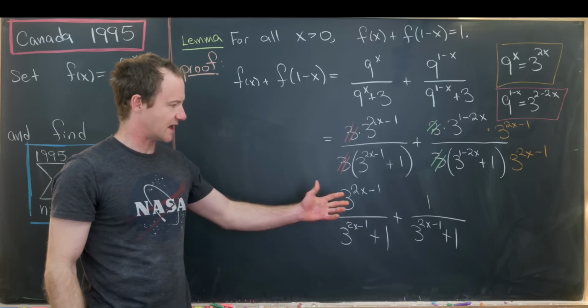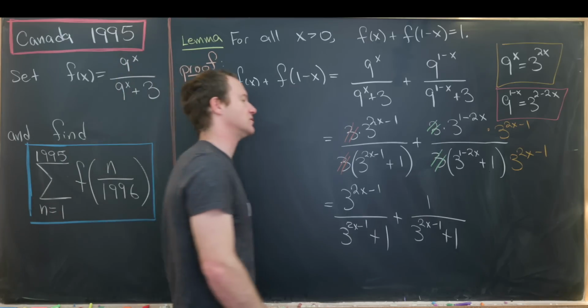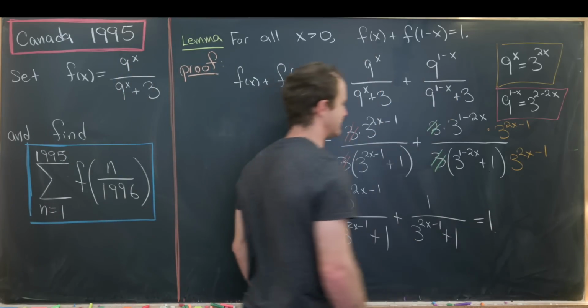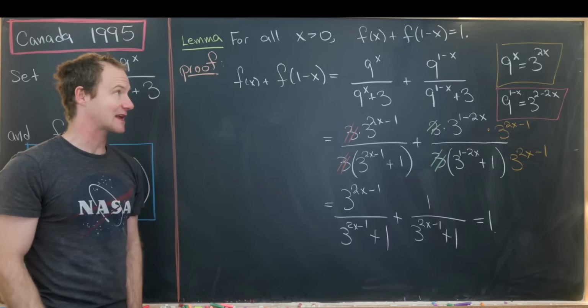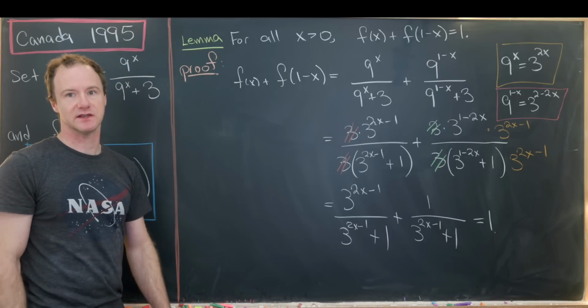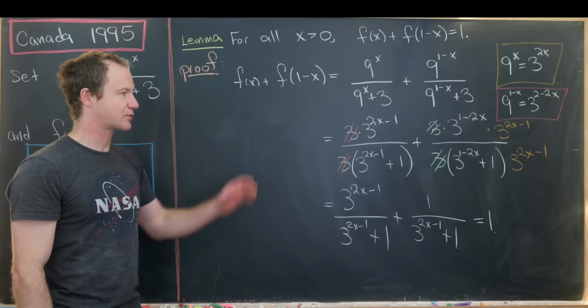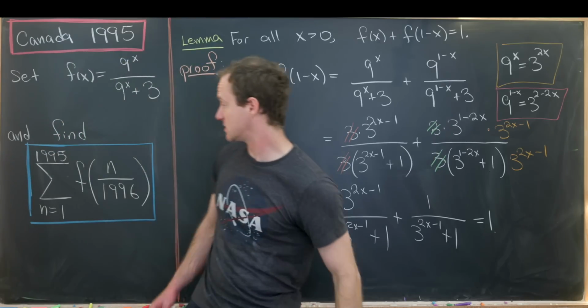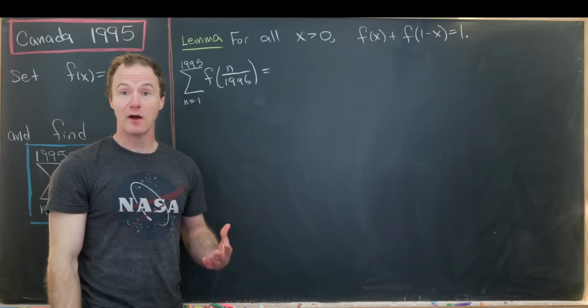But now let's notice I add these together and I have the same thing in the numerator and the denominator, so that leaves me with 1. But that's exactly what we needed to show for this lemma. Okay, so let's get rid of this proof and we'll apply this lemma to our final goal. Now we're ready to finish this off.